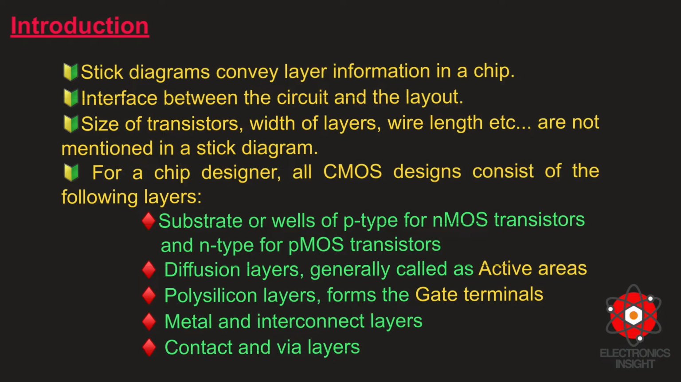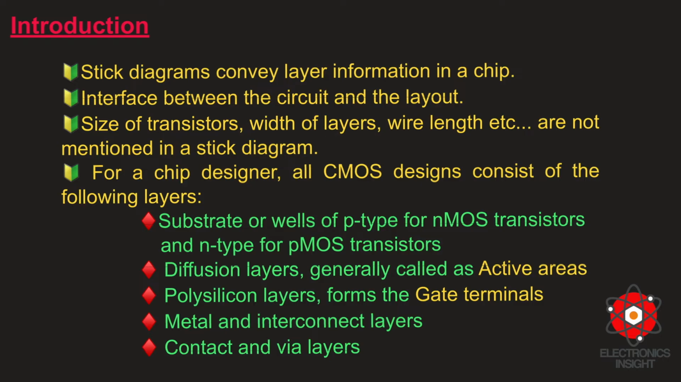And then we move on to fixing the diffusion layers, which are generally called active areas. Then we have polysilicon layers, which form the gate terminals of all the transistors. They are also used as interconnects in some designs. And finally, we have metal interconnect layers and contact layers for providing interlayer connections.